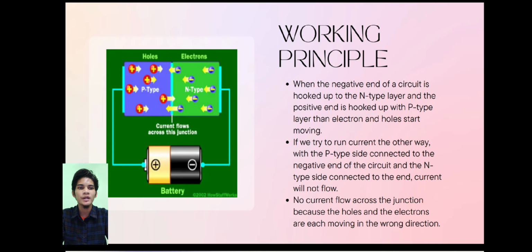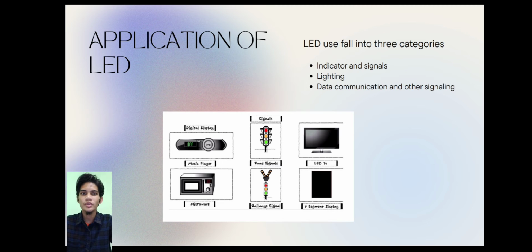If we try to run current the other way, with the P side connected to the negative end of the circuit and the N-type side connected to the positive end, current will not flow. No current flows across the junction because the holes and the electrons are each moving in the wrong direction. Application of LED. LED use falls into three categories: indicators and signals, lighting, data communication, and other signaling.